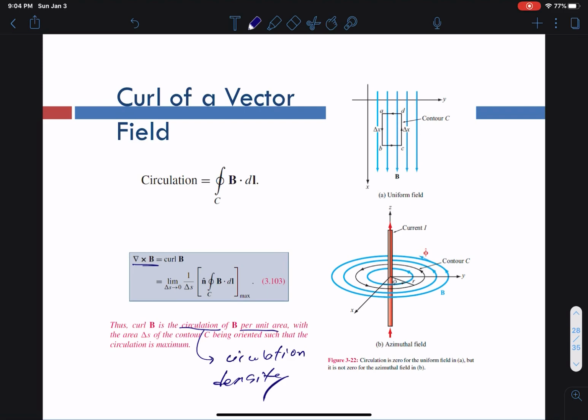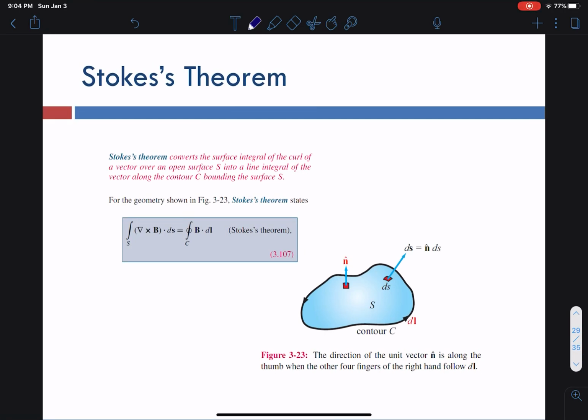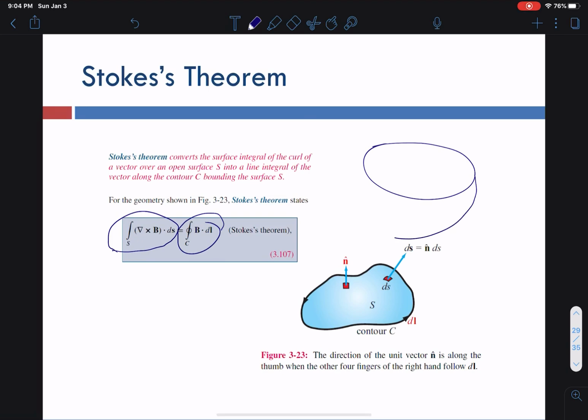There's another theorem here, Stokes theorem, which relates your surface integration with the closed loop line integration. What it means: let's say you have a ball here. This is your open surface, the open area.